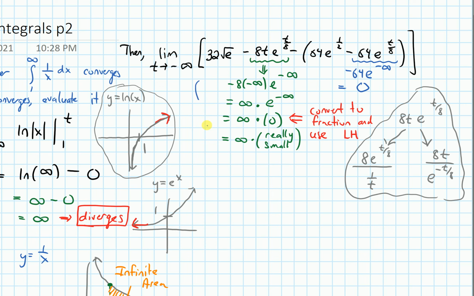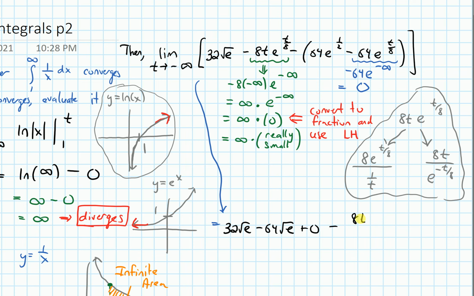Alrighty, so we are ready to continue with this limit. So this equals 32 over root e. I'm also going to take the minus 64 root e and move it more forward. So minus 64 root e. And then this very last term, we know that that limit is 0. So plus 0. And then I have this minus the 8t e to the t over 8, which I'll rewrite as a fraction, so I can use L'Hopital's.